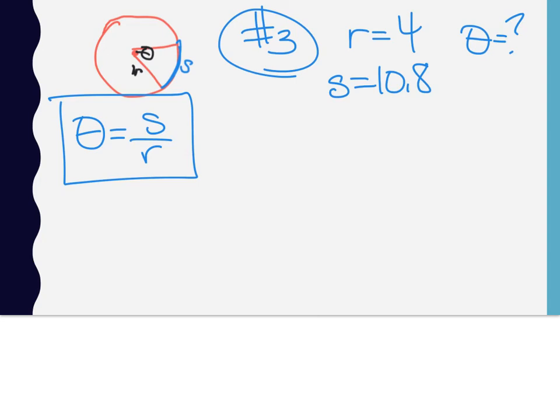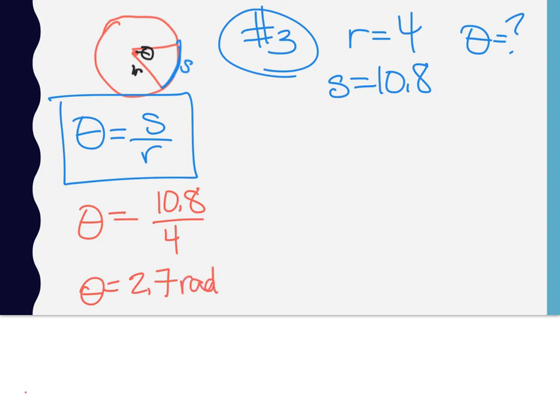All right, let's fill in spots. We don't know theta. We do know S, and we do know R. Simply pick up your calculator, do the division, you're done. Theta is 2.7 radians. And again, that seems weird because you don't know what radians are, but don't let that bother you. So super easy. Let's do one more.